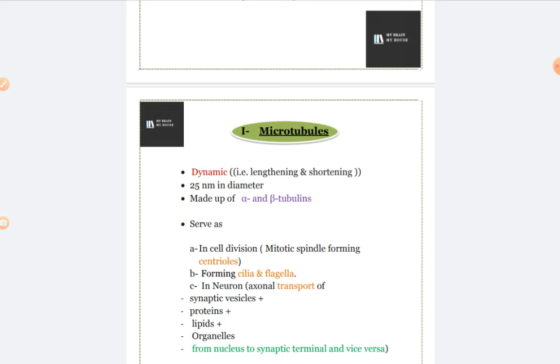In neuron cells, there is something called axonal transport, in which the microtubules of the cytoskeleton help in transporting synaptic vesicles, proteins, and lipid organelles from the nucleus to the synaptic terminal and vice versa.